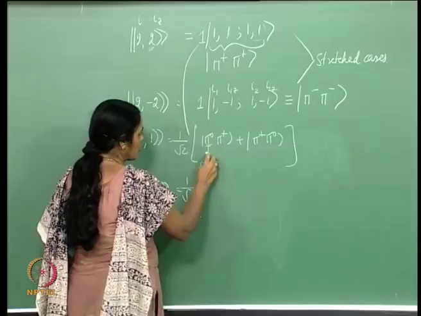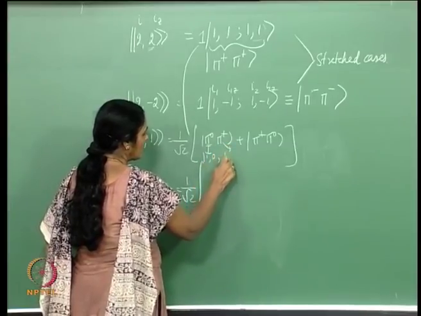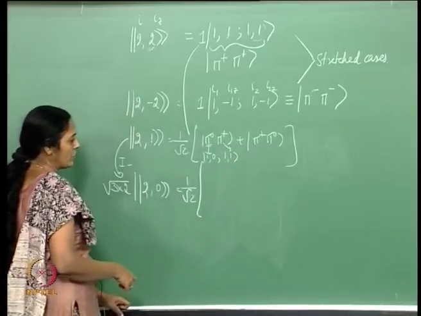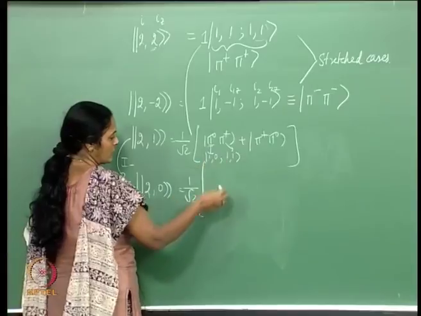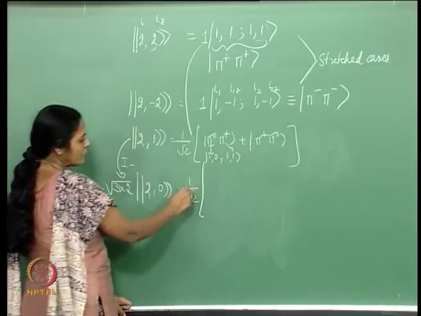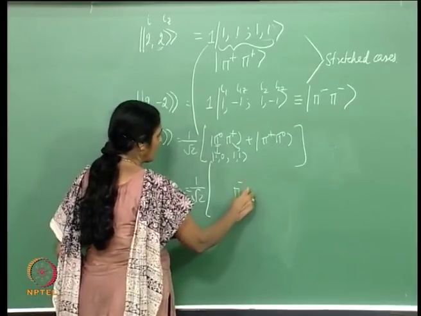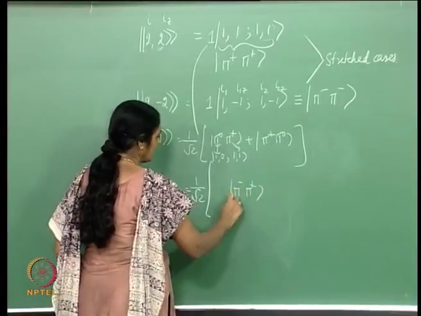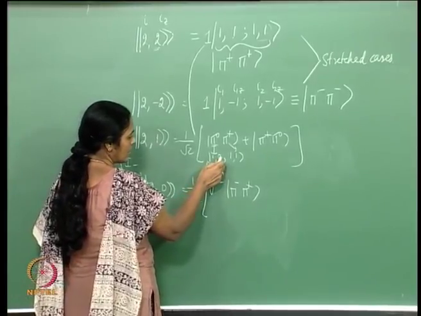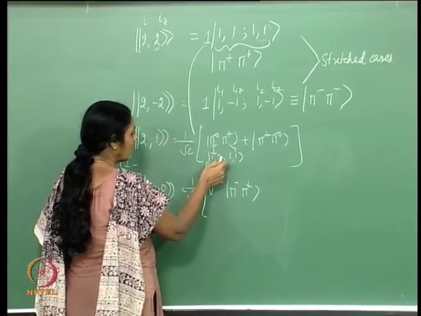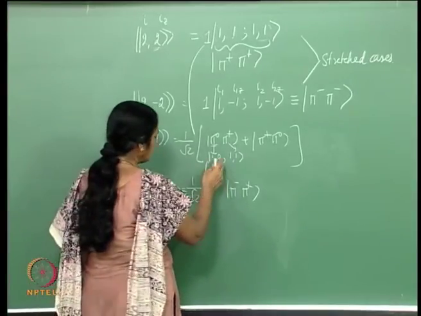So, this object has I equals 1, Iz equals 0, and this object has I equals 1, Iz equals 1. This is I1, I1z, I2, I2z. So, apart from the factor 1 by root 2 outside, pi 0 goes to pi minus with an overall coefficient 1 plus 0 times 1 minus 0 plus 1. So, that is all I have here.